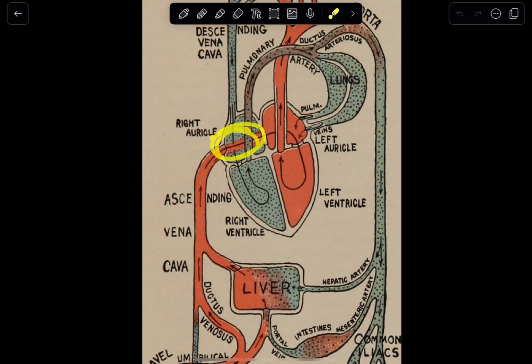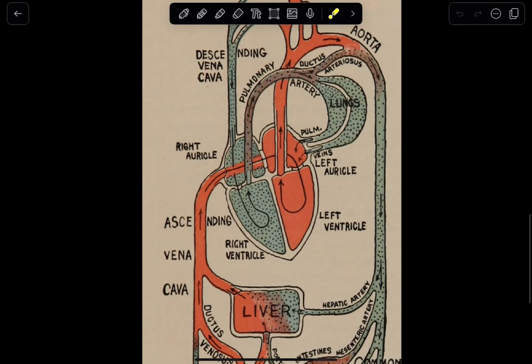Now, we're in the right atrium, but there's no point in going to the right ventricle because we've already been oxygenated. So we're going to bypass the right ventricle and enter the left atrium via an opening over here referred to as the foramen ovale. Once we're in the left atrium, we enter the left ventricle, and then we are pumped out through the aorta, and we go to the rest of the body.